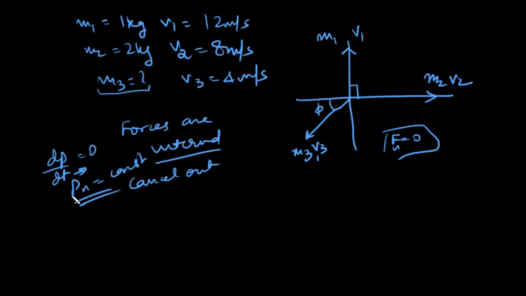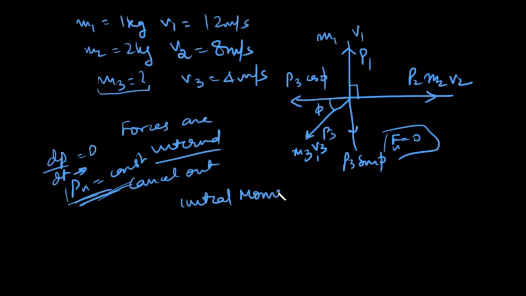Since this vector is constant, the momentum when resolved will also be constant. These are the three momenta: this is P2, this is P1 and this is P3. I am resolving P3. We have P3 cos phi, and along the other axis we have P3 sin phi. So along the x-axis, what is the net momentum? You see this P net is constant, so this means that the initial momentum equals the final momentum.